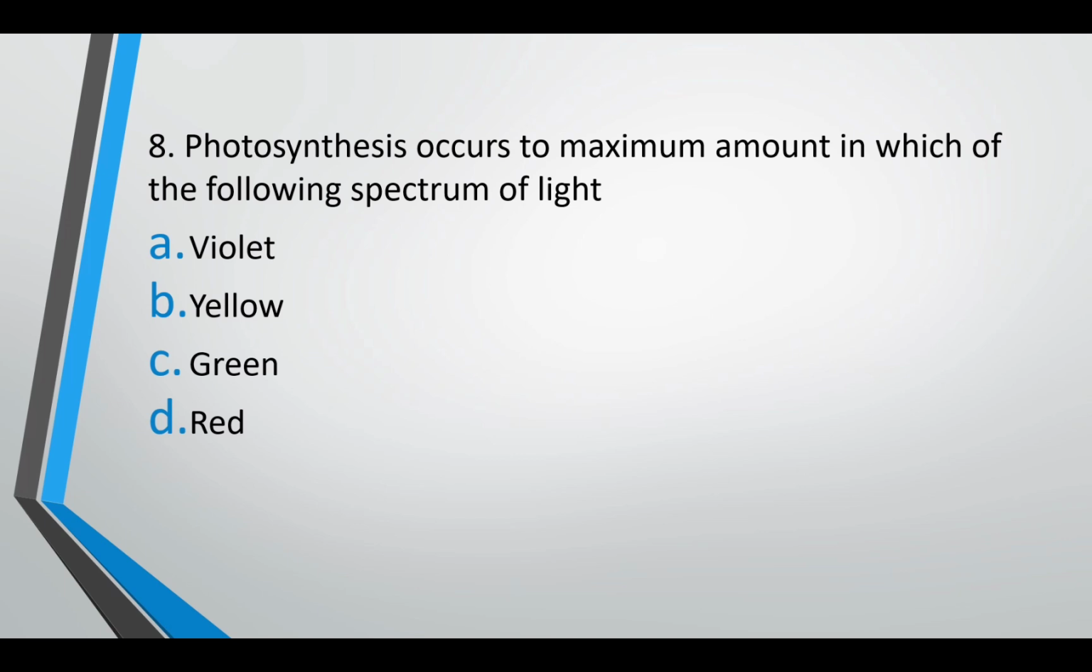Question 8. Photosynthesis occurs in maximum amount in which of the following spectrum of light? Violet, yellow, green, or red? The correct answer is option C, that is green. In the blue and the green spectrum of light, photosynthesis occurs in maximum amount.